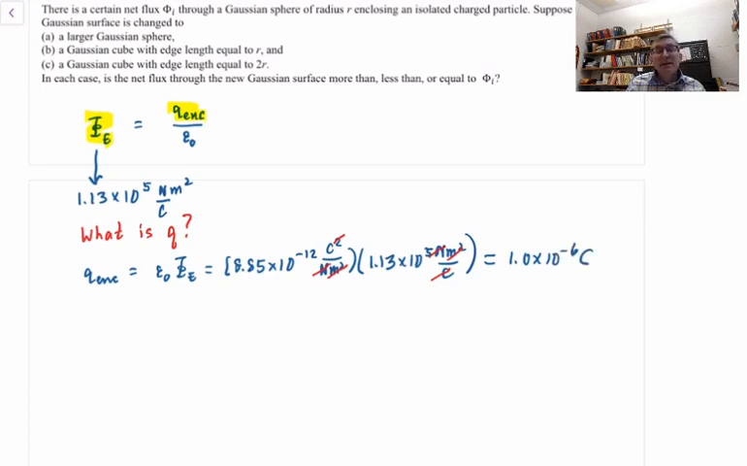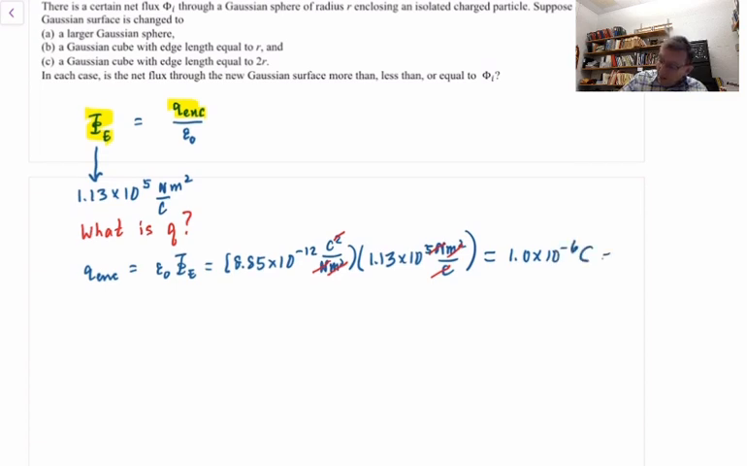It gives 1 times 10 to the minus 6 coulombs. Or the way the physicist would write that, 1 microcoulomb. Okay, now we know how much charge that is. That's inside that Gaussian surface, 1 microcoulomb. And that won't change throughout this animation.